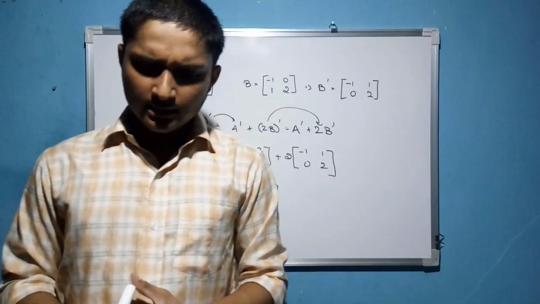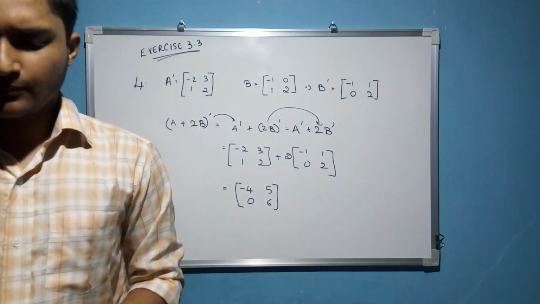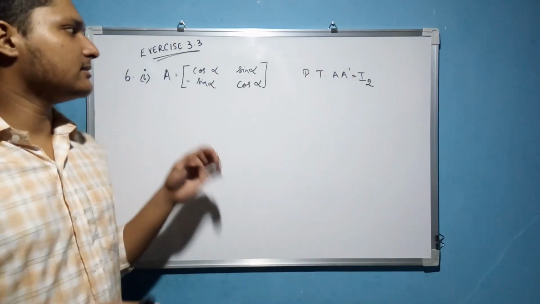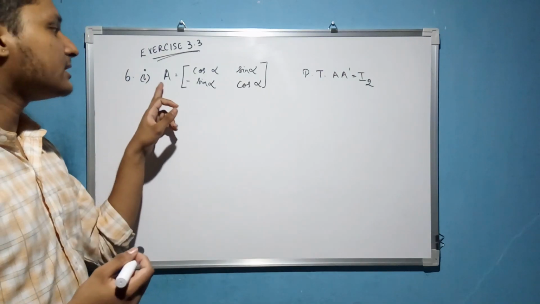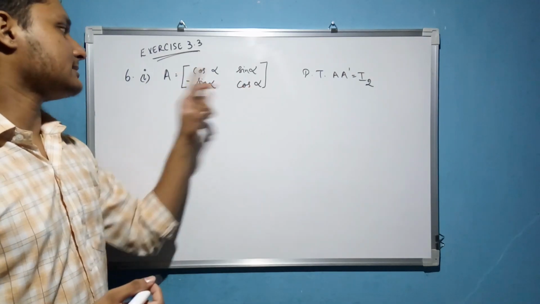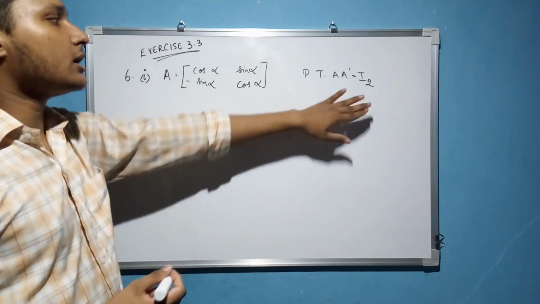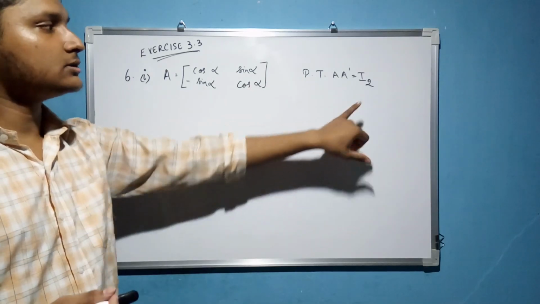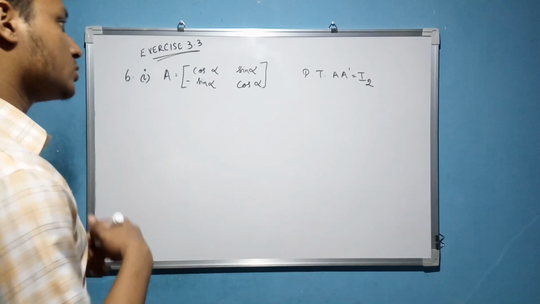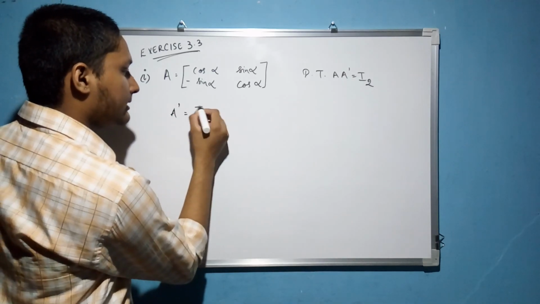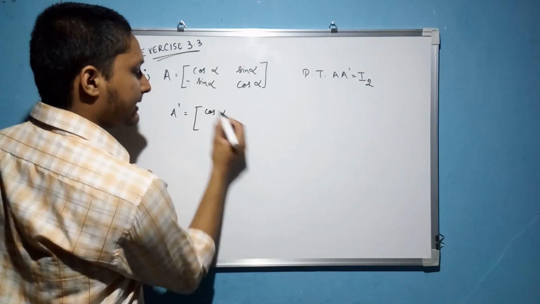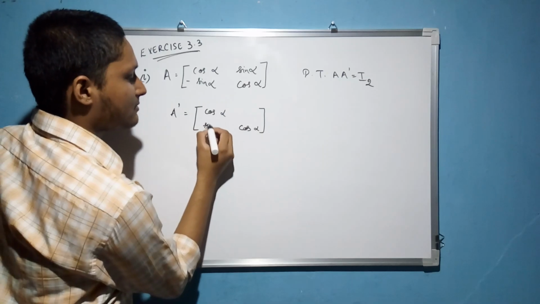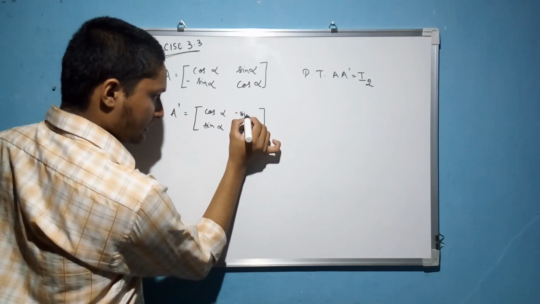Now we have the sixth question. In the sixth question, the first and second parts are similar, so I'm going to do the first one. A is equal to this matrix: cos alpha, sin alpha, minus sin alpha, cos alpha. You are asked to prove A A transpose is equal to I2, because it is a 2 by 2 matrix, so the identity matrix should also be of order 2. First of all I'll find A transpose. The diagonal elements remain the same and these two get interchanged, so this becomes sin alpha and this becomes minus sin alpha.